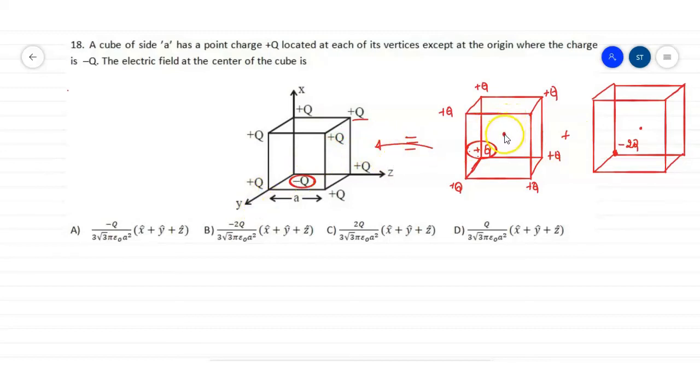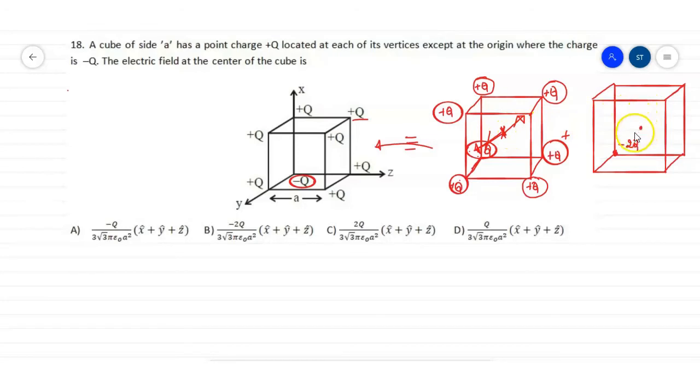Now we have to calculate the electric field at the center. Consider two diagonally opposite charges, plus q and this plus q. The electric field produced by plus q will be in this direction. The electric field produced by the diagonally opposite charge will have the exact same magnitude and opposite direction, so these two will cancel out. Similarly, the fields produced by this pair and this pair will cancel out. Due to symmetry, the whole system produces zero electric field at its center.